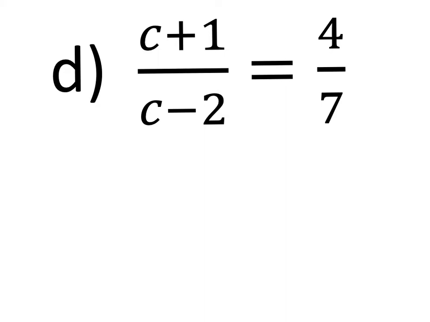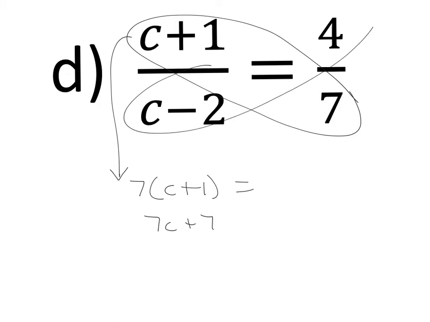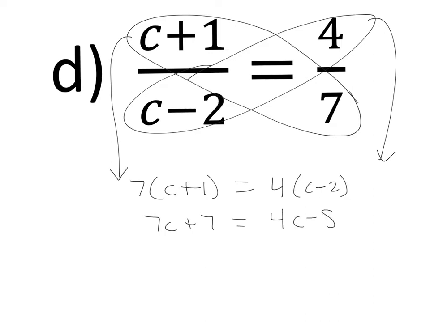Okay, so you should have just completed D. So we're going to start by cross multiplying. So we should be taking 7 times the c plus 1. Again, if you want to go ahead and just call it 7c plus 7, I'm okay with that after you distribute. Equals. And then on the other side here, let's go ahead and multiply 4c minus 2. So we're going to get 4c minus 8.